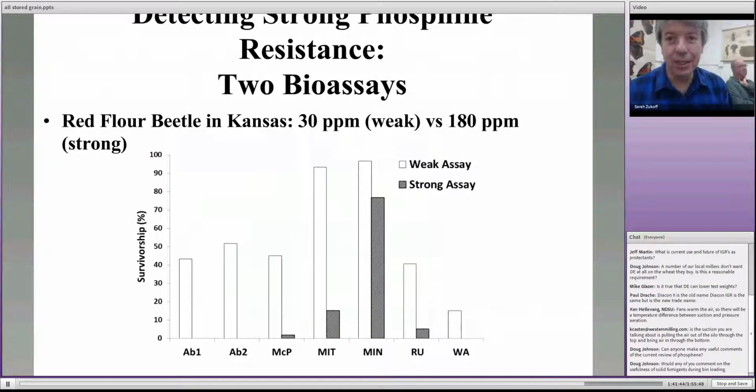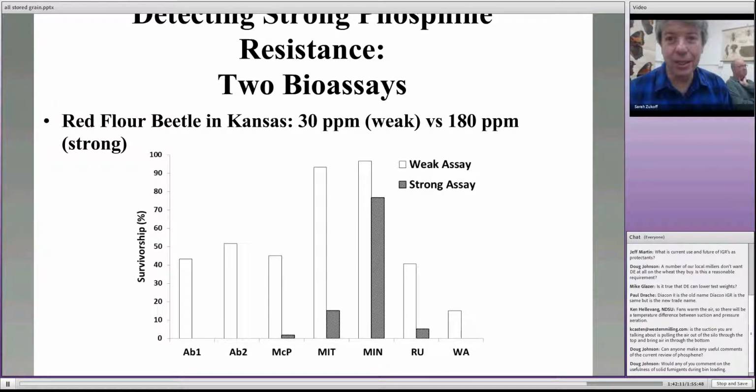We did some assays. You know, us folks in the university can't help but show data to people. This is the red flour beetle using 2 different discriminating doses, one for run-of-the-mill regular old resistance. These are some locations within 100 miles of Manhattan, Kansas. Every single one of these grain bins in different locations is showing the clear bar. Those open bars had some level of resistance.